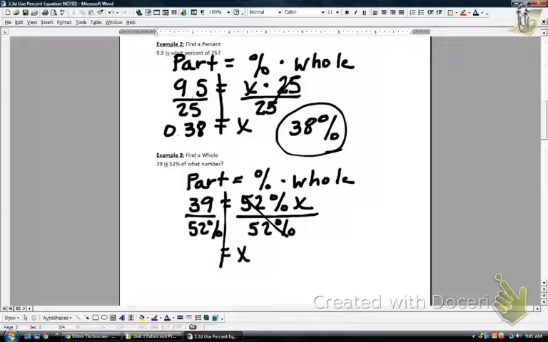So in my calculator, I'm doing 39 divided by 52%. And when I work that in my calculator, then I get 75. So you should be doing this in your calculator just like I am. Don't just rely on my notes. You need to be keying that in your calculator so you know that you're getting the same answer. So when you do this by yourself, you know how to do it.